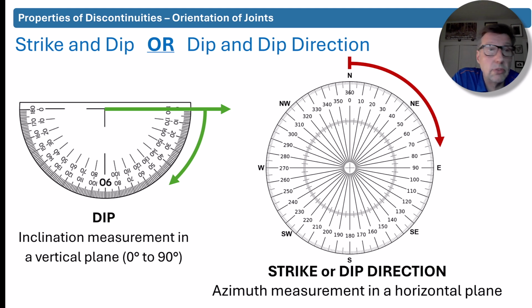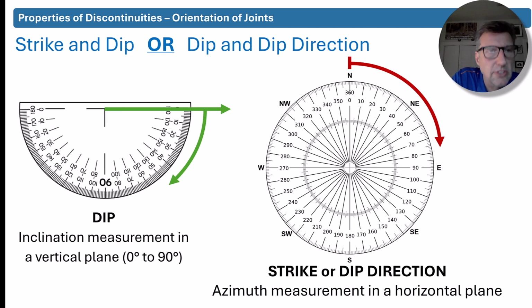We can use strike and dip. This is a convention often used by geoscientists. Or we can use dip and dip direction. And this is a convention that's often used by geotechnical engineers. Since we work quite often with geoscientists, we should be familiar with both measurement techniques.